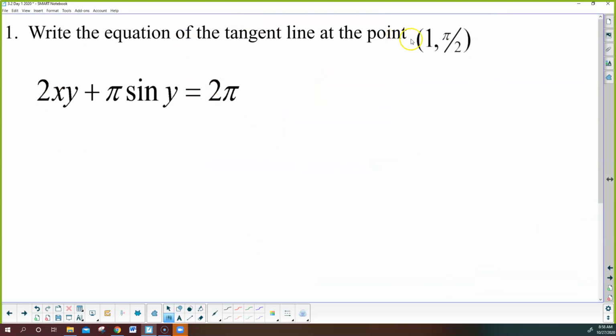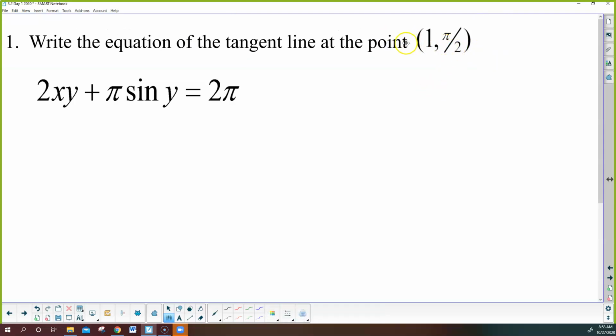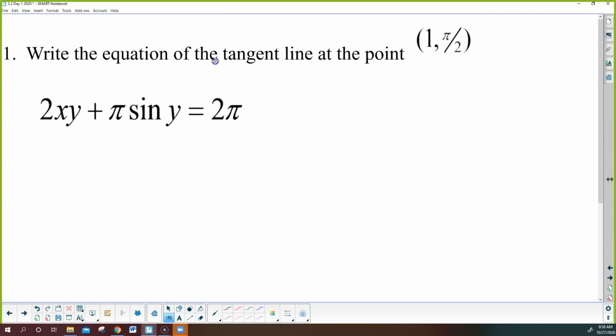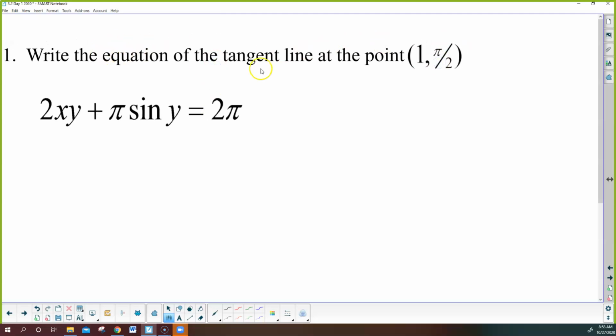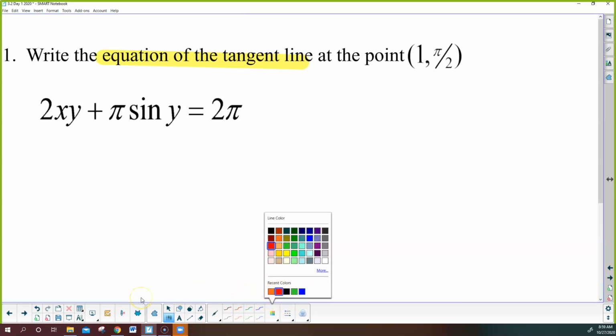Notice the directions. Write the equation of the tangent line. We've answered this question probably 20 to 25 times so far this year in the homework and quizzes and tests. And you're going to answer it probably another 50 to 100 times more. All right, write the equation of the tangent line.